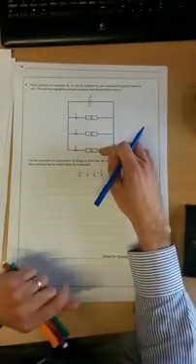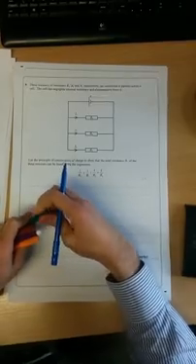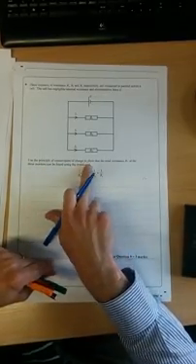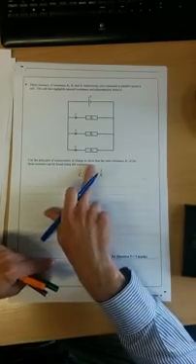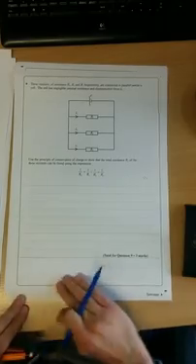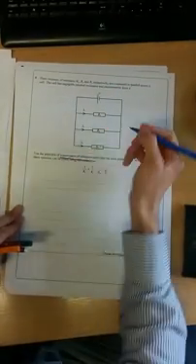So it says 3 resistors, R1, R2 and R3 are connected in parallel across the cell. The cell has a negligible internal resistance and electromotive force E. Use the principle of conservation of charge to show that the total resistance of the 3 resistors can be found. So, principle of conservation of charge.